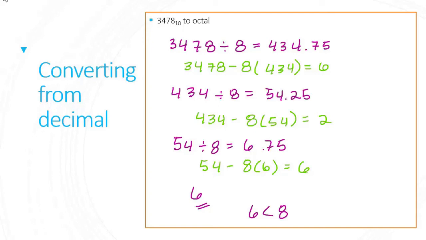What is our number in octal? 6, 6, 2, 6. So the decimal number 3,478 is equivalent to the octal number 6,626. I caught myself there. This isn't 6,000. This is not the 1,000 place value. This is a number in octal.